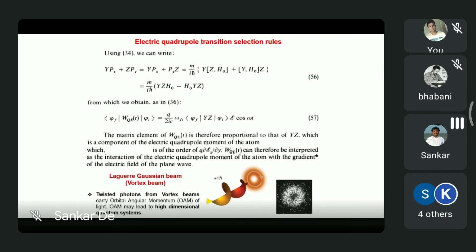But here, in electric quadrupole transition, you are left with a matrix element which is not just Z, but it is YZ. So this matrix element is proportional to YZ, not just one, but two dimensions. So two dimensions means it is not one axis, but kind of a plane. What does that mean? It is a component of the electric quadrupole moment of the atom, which is of the order of q dEz by dy.